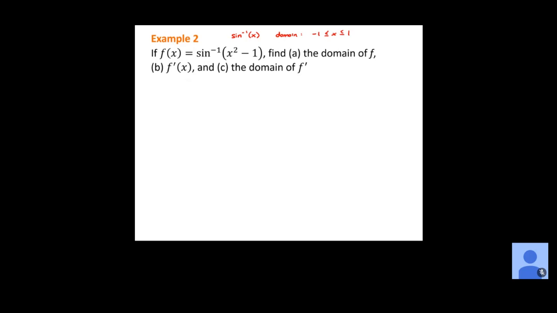And notice here, those values are inclusive, right? So we can actually have negative 1 and 1 inside of our inverse sine, just can't have them in the derivative of inverse sine. Now for this one, we're not just looking at inverse sine of x, we're looking at inverse sine of x squared minus 1. So what do you think we're going to do in this case to find the domain for that specific function?